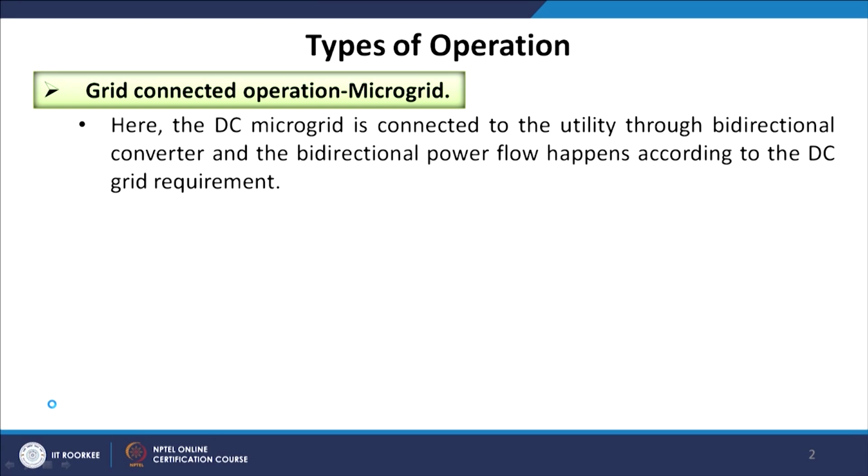Now, in case of grid connected mode, the DC microgrid is connected to my utility through a bidirectional converter, and the bidirectional power flow happens according to DC grid requirements. Here we do have the DC grid and my AC grid or the main grid, and they have been connected through a bidirectional converter where the energy exchange from both the sides is possible.